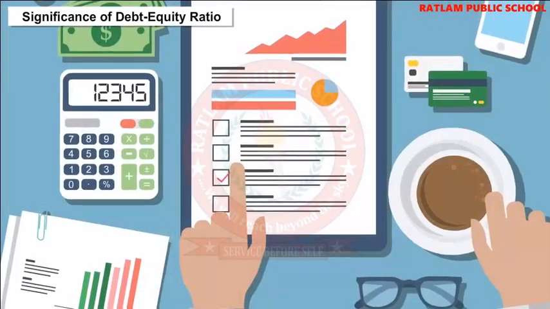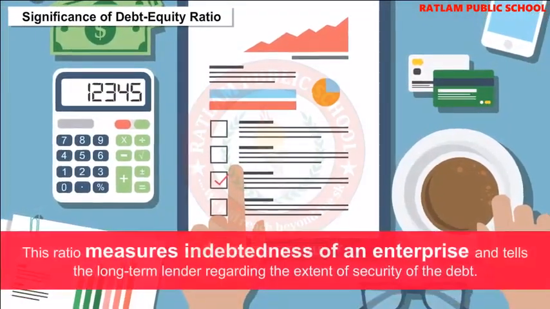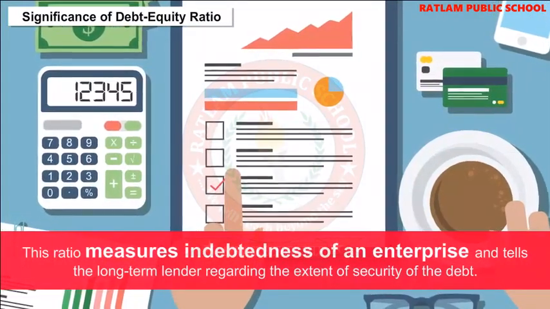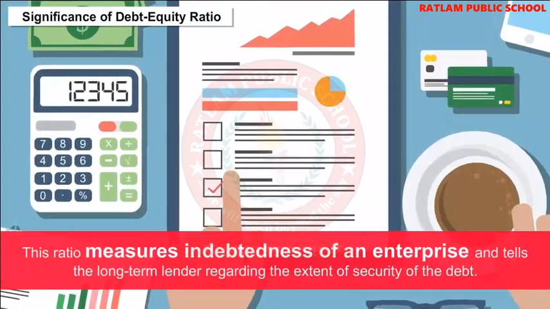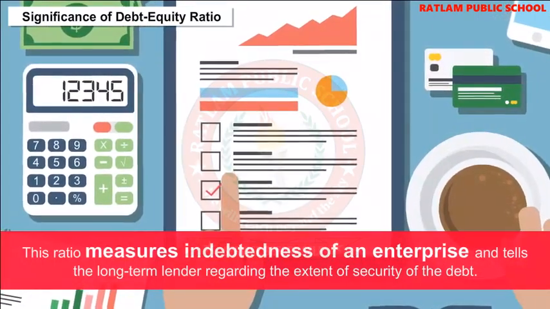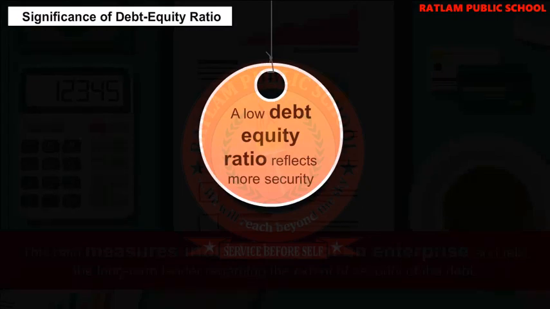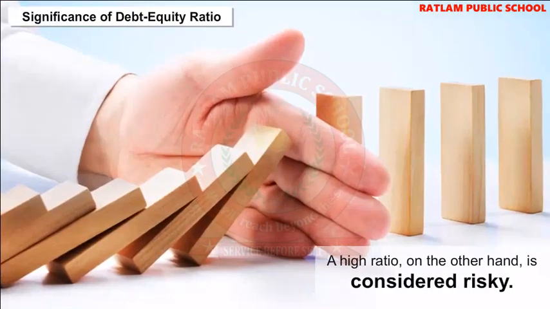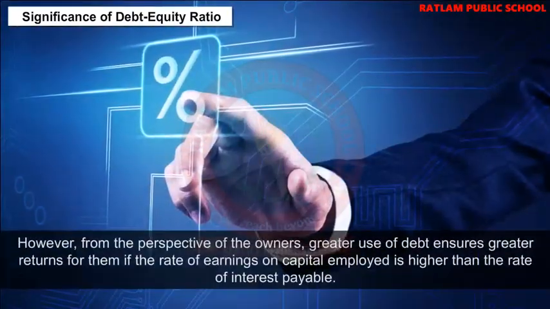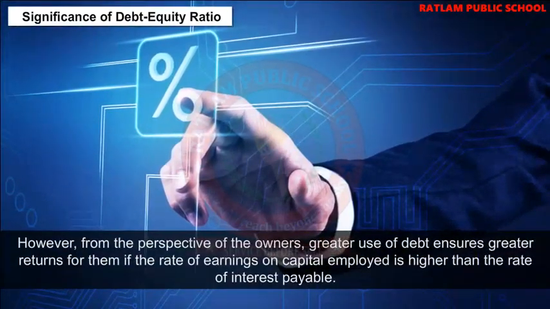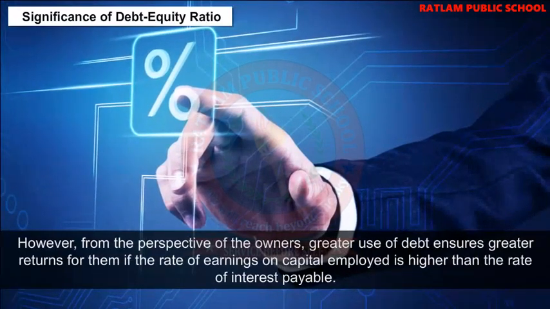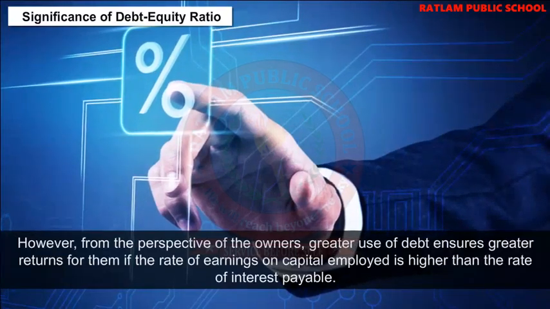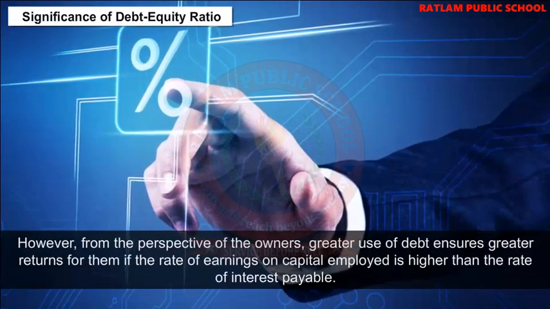Significance of debt-equity ratio. This ratio measures the indebtedness of an enterprise and tells the long-term lender the extent of security of the debt. As discussed earlier, a low debt-equity ratio reflects more security. A high ratio, on the other hand, is considered risky. However, from the perspective of owners, greater use of debt ensures greater returns for them if the rate of earnings on capital employed is higher than the rate of interest payable.